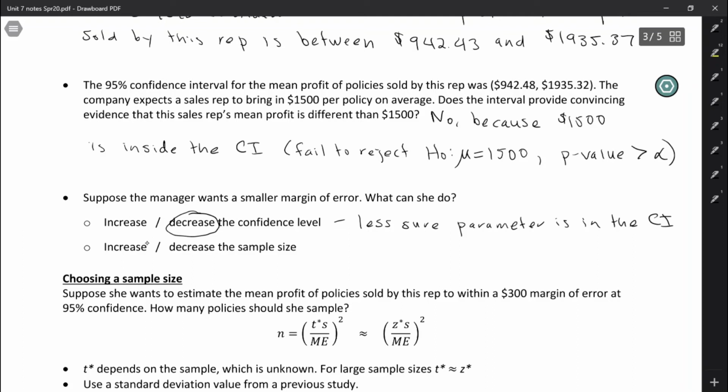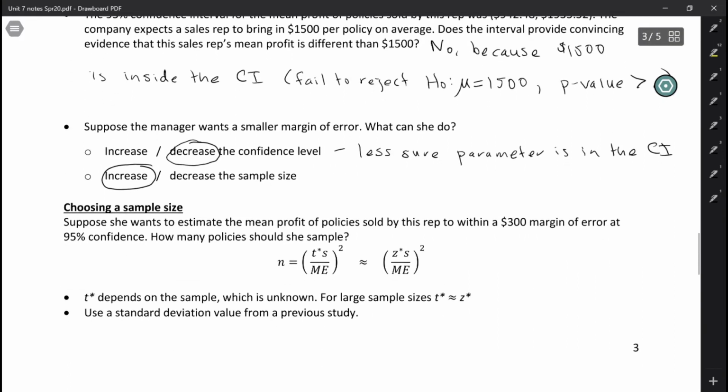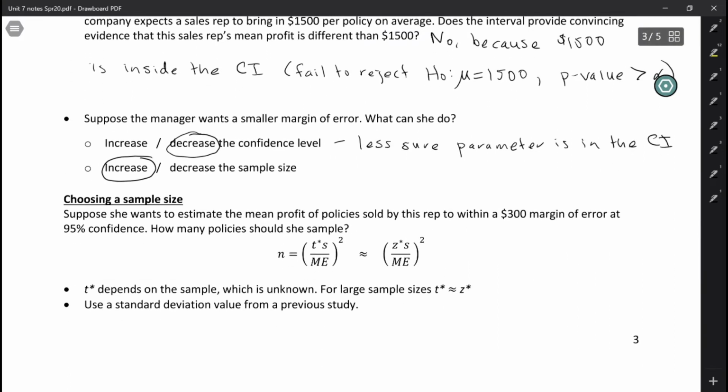Earlier you saw that one way to decrease the margin of error is to increase the sample size. So we still have the question of how much we should increase the sample size. Remember, we have this formula that's given to us on the reference sheet for figuring out what the sample size should be. This basically comes from the formula for the margin of error. The margin of error is the critical value t star times the standard error formula. If you rearrange that to get n by itself, it would end up looking like this.